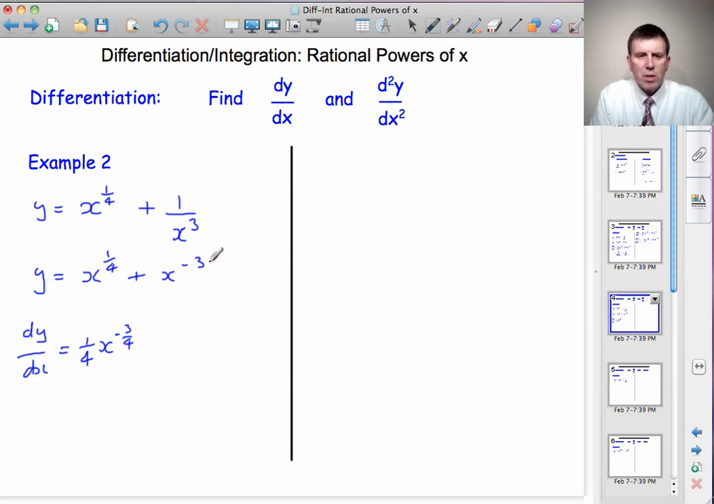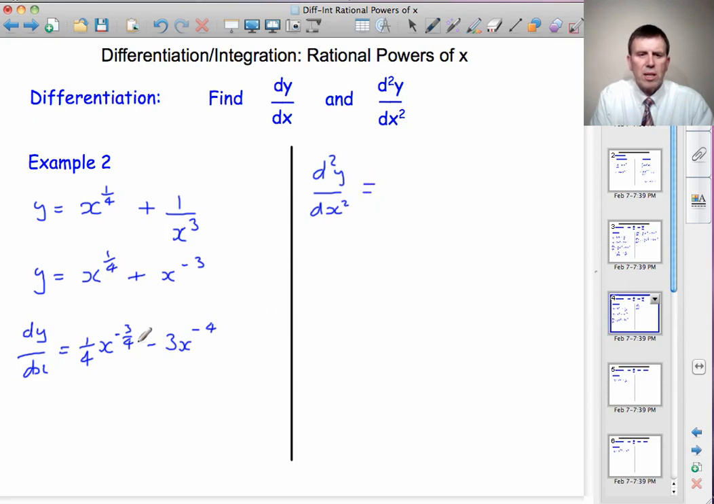Differentiate the second term, the minus 3 comes to the front, and we get minus 3 x to the power minus 4. And that's one you've got to be careful with. A quarter, subtract 1 is minus 3 quarters. Often students seem to put minus a quarter or minus 5 over 4. So think carefully when you've got a fraction close to 0 when you subtract 1 from it. Now let's find the second differential, d2y by dx squared.